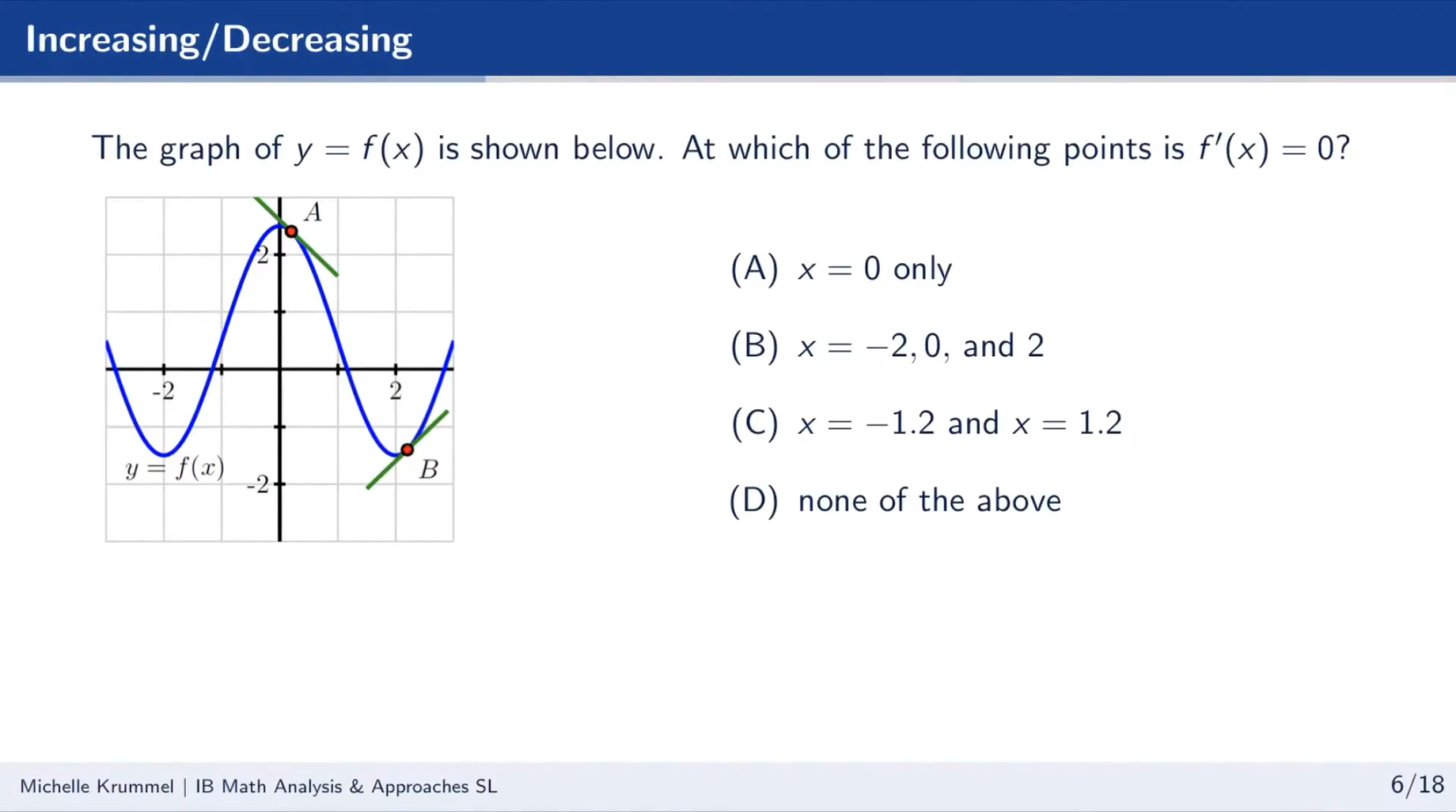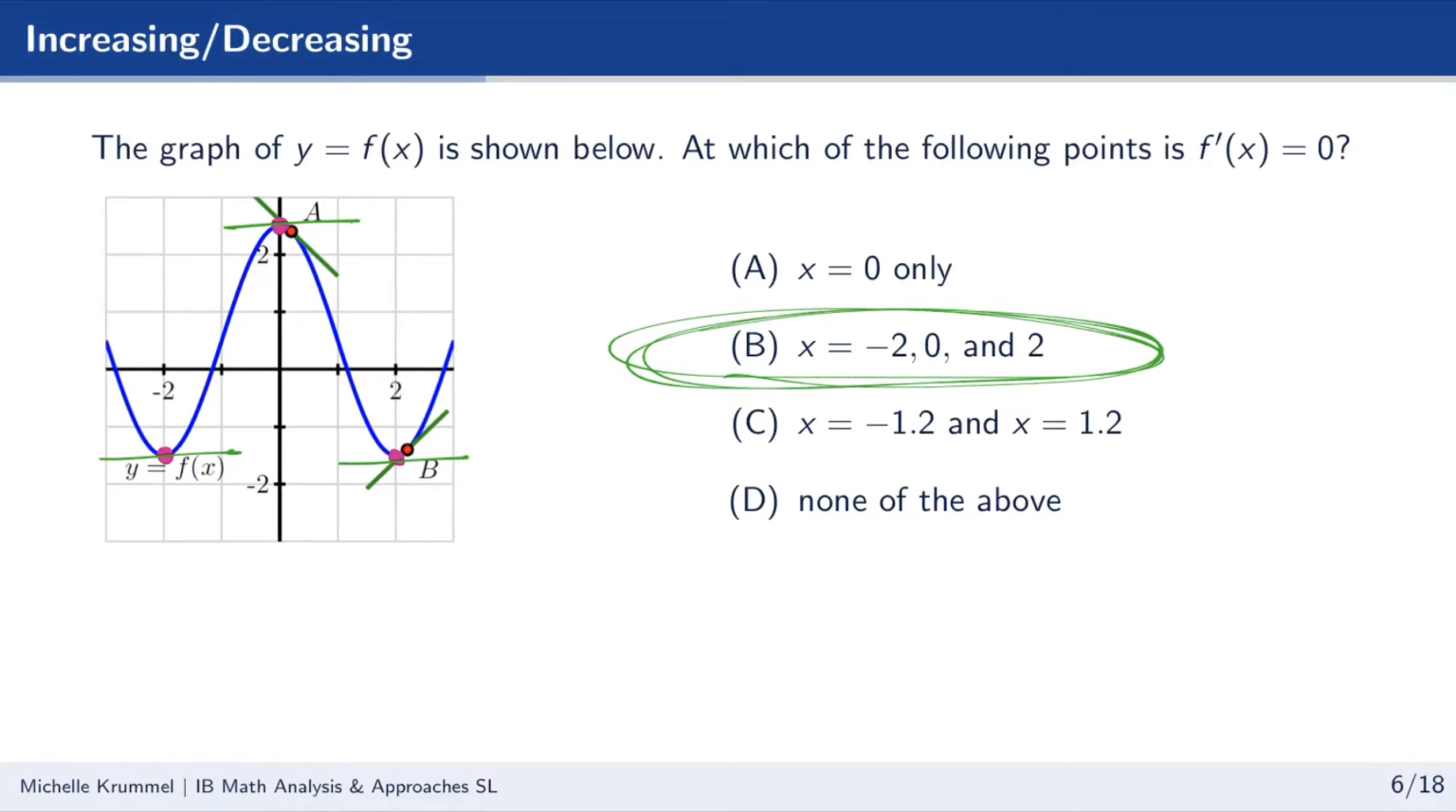At which of the points is f prime of x equal to 0? Well, we've seen that. It's equal to 0 right here, and then at the peak up here, and right here, because if we were to draw tangent lines at those points, our tangent lines would be horizontal and have a slope of 0. So we'll go with choice B there.